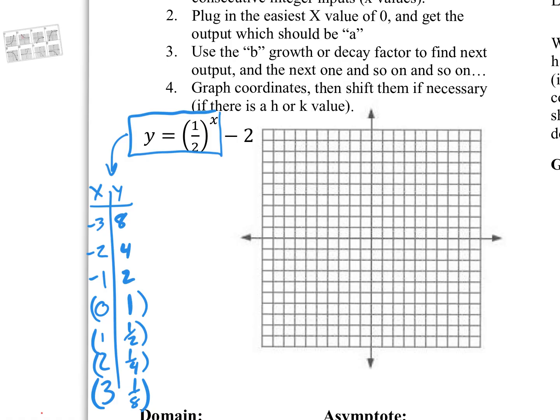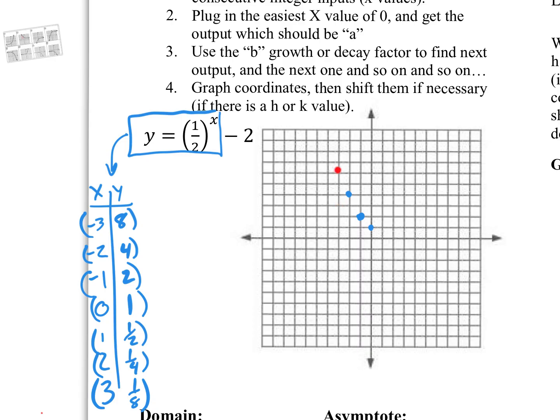You get all these beautiful points, and you could plot them. Let's start with the point 0, 1. 0, 1 is right there. Let's go to -1 and 2. That would be right there. Let's go to -2 and 4. -2 and 1, 2, 3, 4. It's right there. Let's go to -3 and 8.